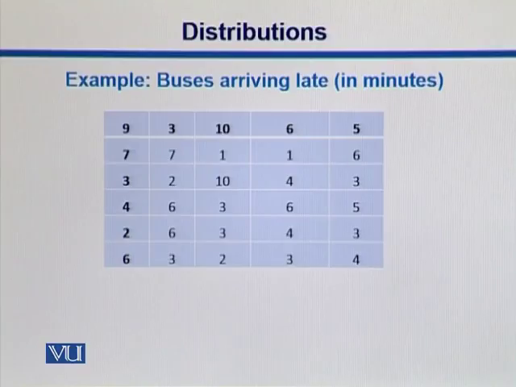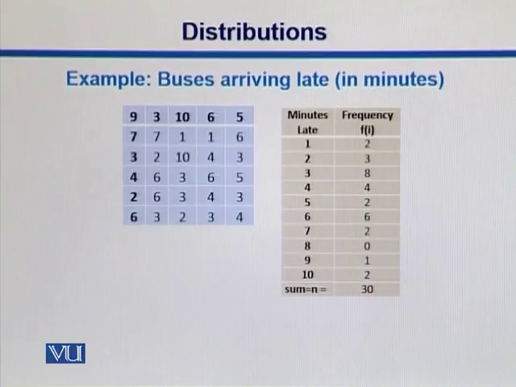For example, in this table, we see that bus number 1 arrives late by 9 minutes, then we have 7, 3, and so on. The minimum number we see is 1, the maximum is 10, so the range is 10 as far as this data set is concerned. What we can do with this data is, first, make a frequency table. We can draw different classes or get different intervals. Here our interval is small, so we are just looking at how many buses are 1 minute late, 2, 3, 4, 5, 6, and so on. So 2 buses are 1 minute late, and then we have 8 buses 3 minutes late, and so on.